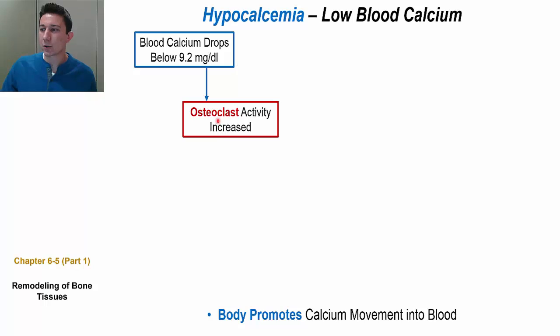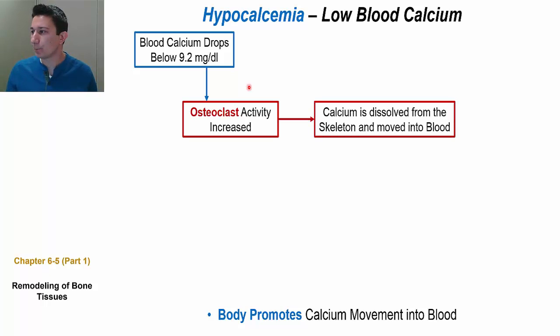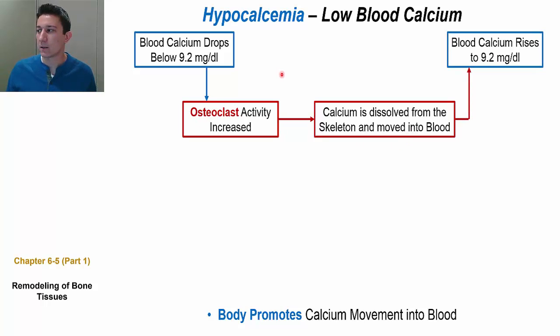That initial drop is going to trigger osteoclasts, that is, these are the cells that are going to be breaking down bone tissue, to increase their activity. So when we increase the activity of osteoclasts, we're going to get more breakdown of the organic and inorganic components of bone, which means we're going to start to liberate or remove calcium from the skeleton. Okay, so calcium is essentially dissolved from the skeleton, and it's moved into the blood by the actions of the osteoclasts. And this is going to help raise our blood calcium back up to that critical level of 9.2 milligrams per deciliter.